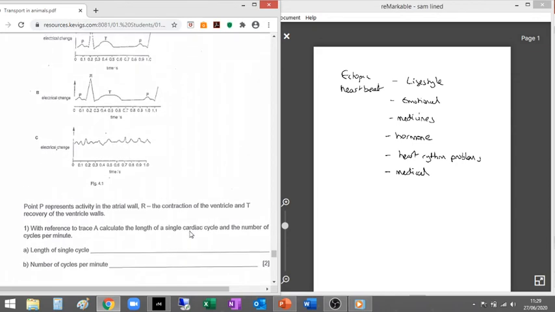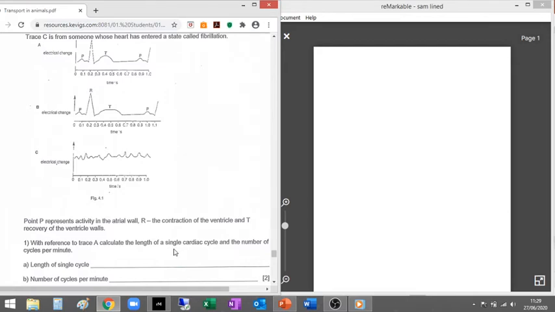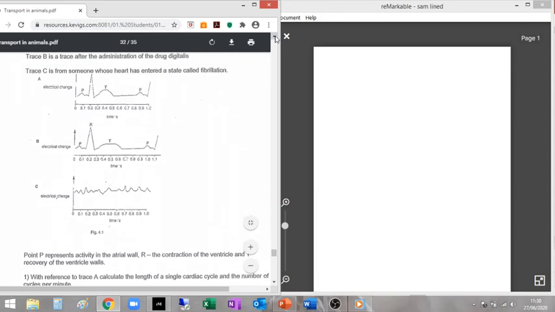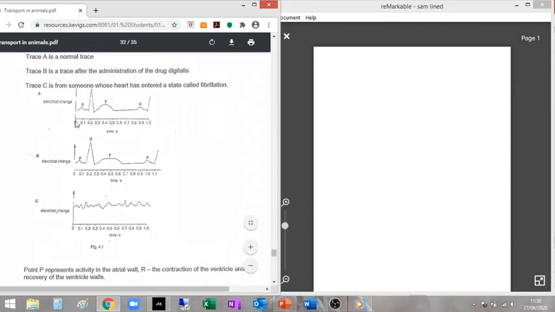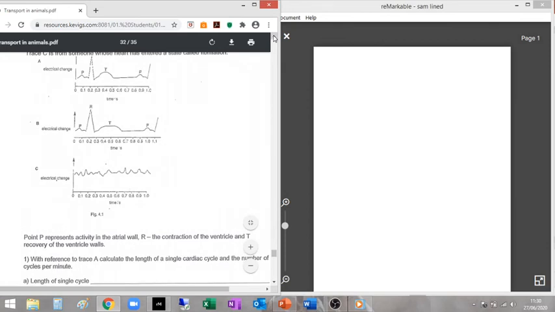With reference to trace A, we've got to look at the top one. I'm just going to erase what I've got on here. First thing I've got to do is calculate the length of a single cardiac cycle. A single cardiac cycle is P, Q, R, S and T all together until the next P wave. It's really difficult to see, because it's really small and a very worn copy. Let's presume it starts just after zero, and then it ends at the start of the P wave just after 0.8. So I'm saying the correct answer for the length of one cardiac cycle is 0.8 seconds. That seems to be the unit. So 1A, 0.8 seconds. Nice.